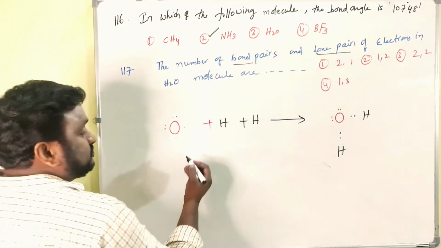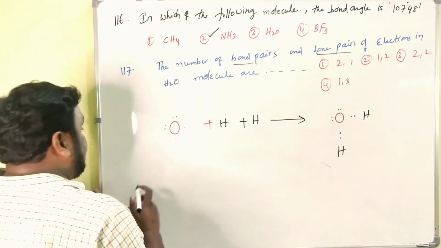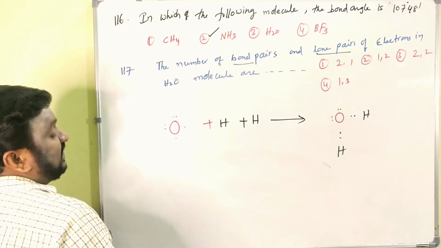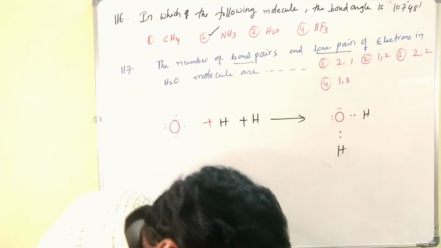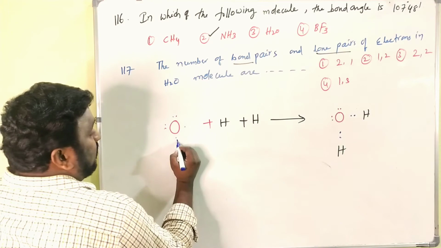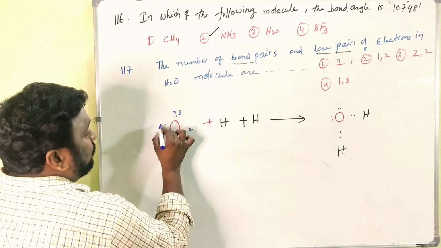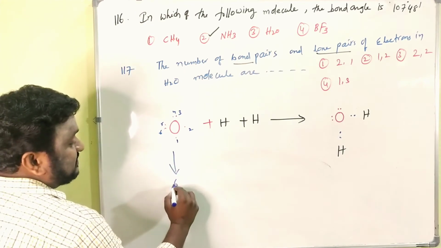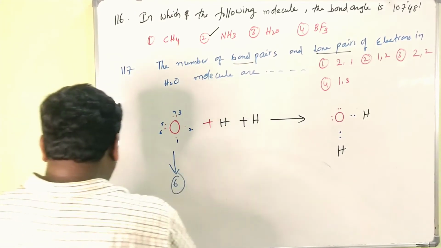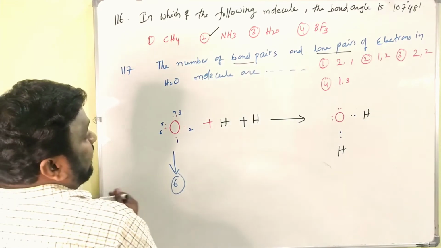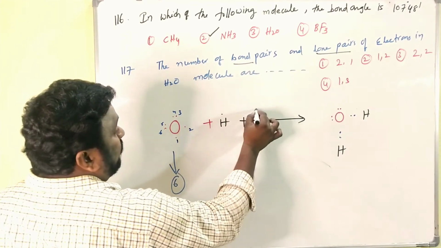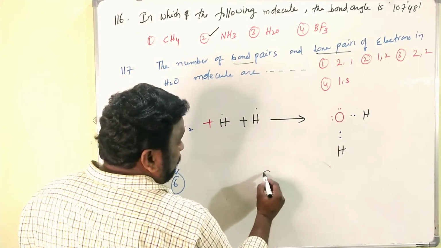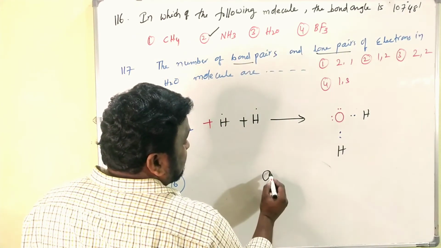So here, I am showing oxygen in red color, and the valence electrons of oxygen also: 1, 2, 3, 4, 5, 6. 6 dots are there, which means 6 valence electrons are there. And hydrogen, each one consists of 1. So in this case, this is the oxygen.